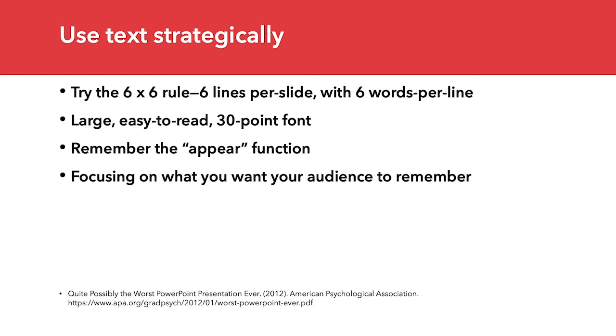One approach to strategically including text is to just have one main idea conveyed in a single readable sentence per slide. This sentence can help your audience focus without being distracted. Another strategy for strategically using text is to try the 6x6 rule. No more than 6 lines per slide with 6 words per line in large, easy-to-read 30-point font. Using PowerPoint's Appear function can make this even more engaging since you can control what informational bullet points your audience sees in the order you want to discuss them.